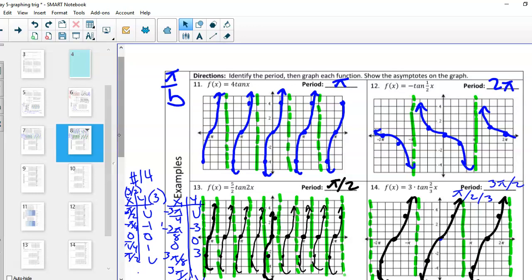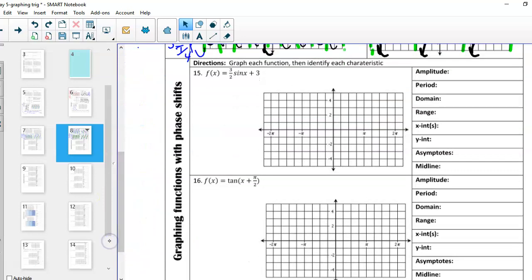So tomorrow we're going to start phase shifts. Some of these can be done without the table, but you really have to think about in your mind it's being stretched or it's being compressed and it's being shifted all at the same time. And then some I will do the table, but I'm going to try and only use it if you absolutely have to. That's it.